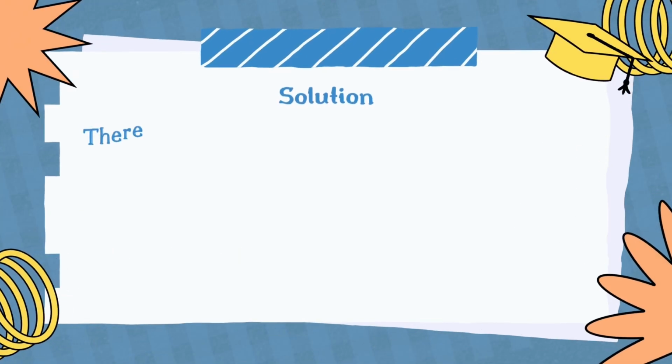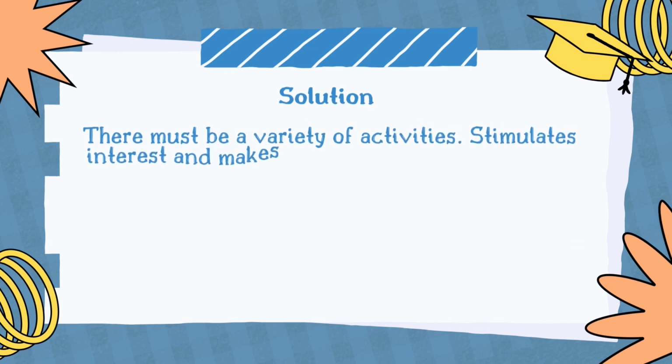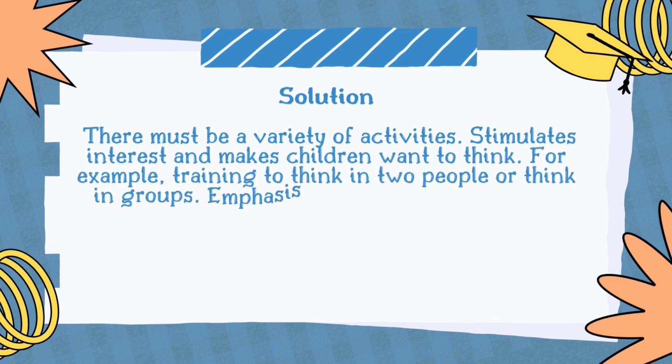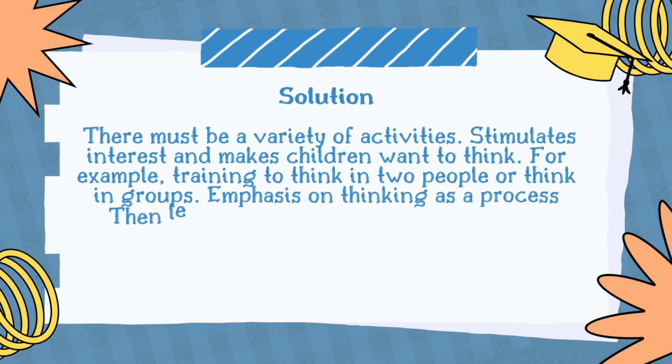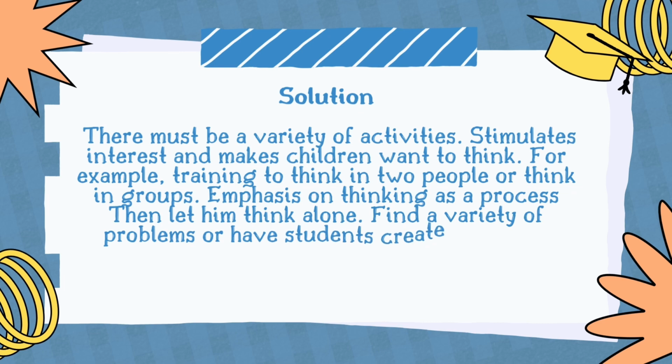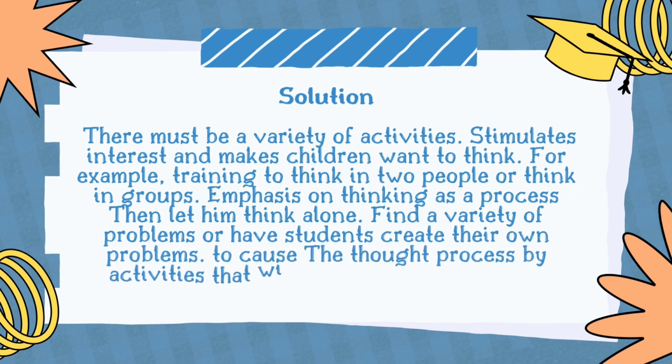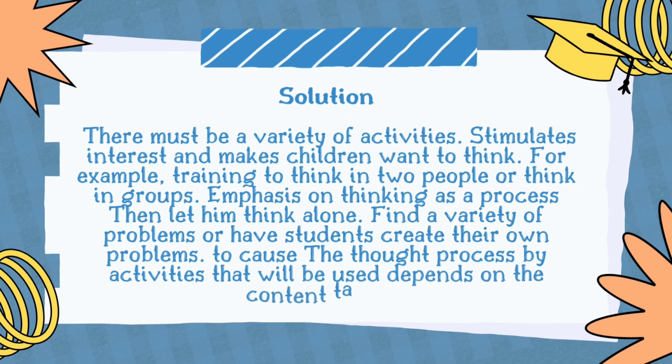Solution: there must be a variety of activities. Stimulates interest and makes children want to think. For example, training to think in two people or think in groups. Emphasis on thinking as a process, then let him think alone. Find a variety of problems or have students create their own problems. To cause the thought process by activities that will be used depends on the content taught.